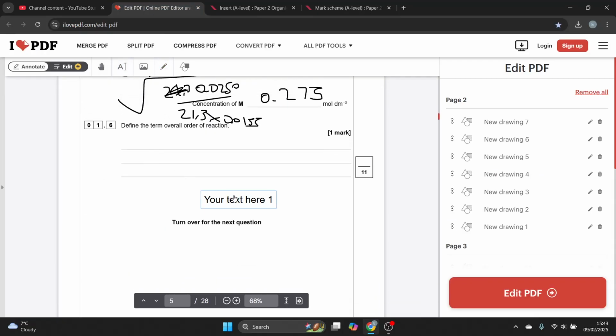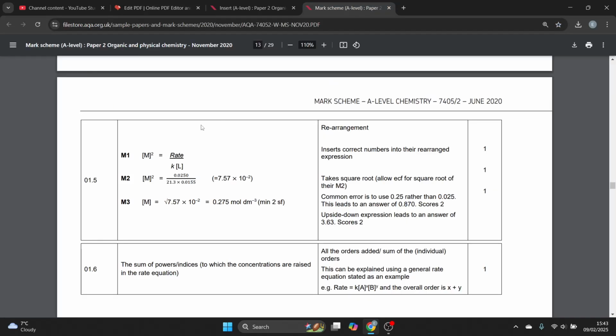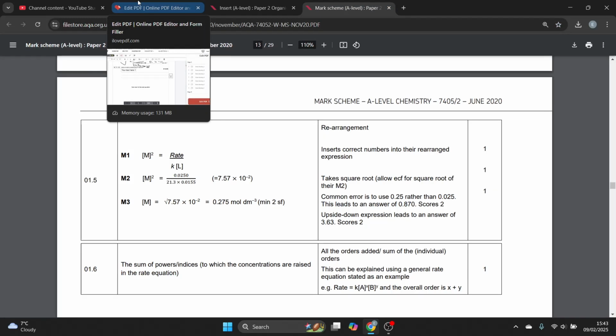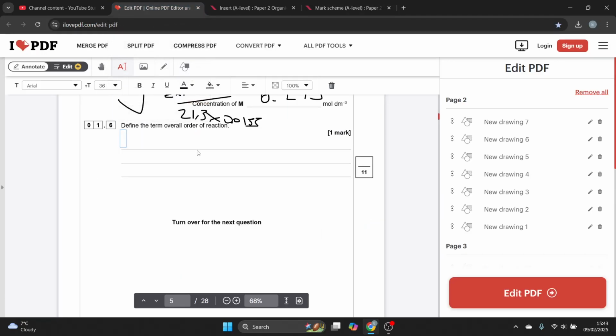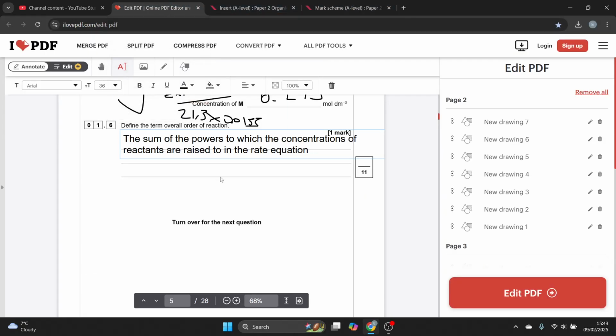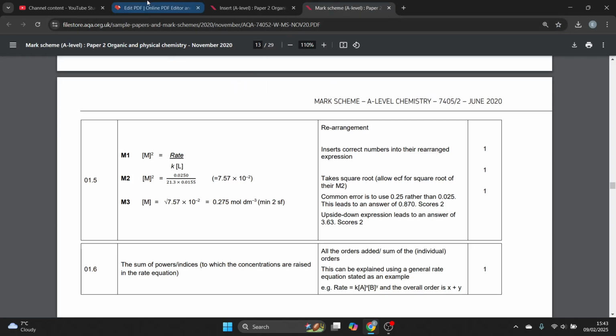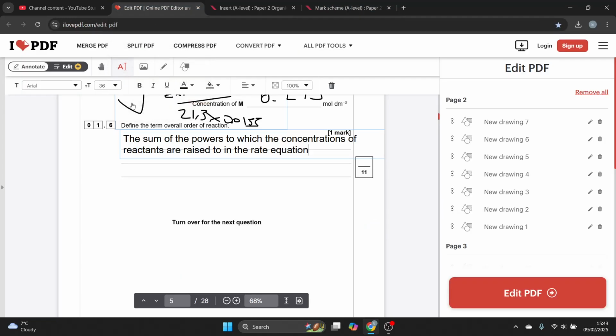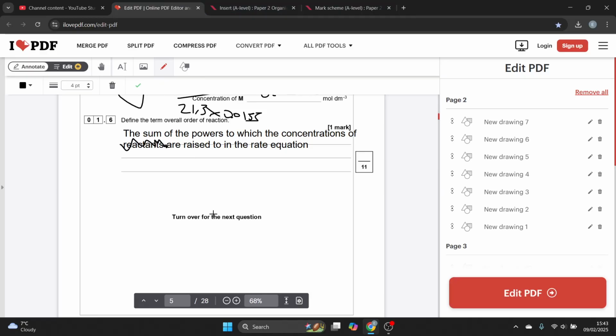A definition question, looking at them asking for this one: overall order of reaction. The sum of the powers to which the concentrations of reactants are raised in the rate equation. Why do I keep saying reaction in the rate equation?